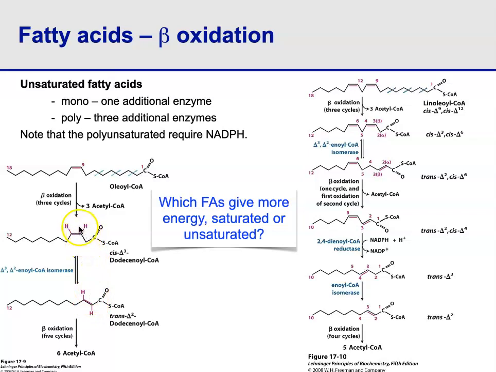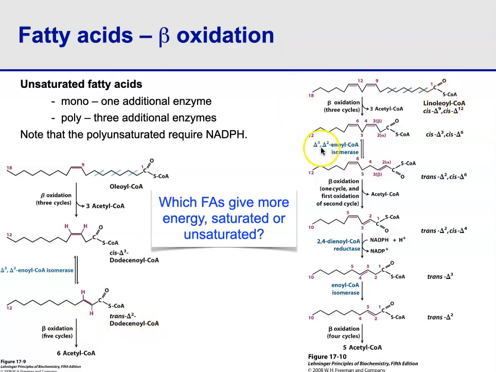trans delta 3. So it's not in the right position, and it's not in the right orientation. It's cis, the other one is trans. This is cis delta 3 instead of trans delta 2. So we need an isomerase that will convert the cis delta 3 to trans delta 2, the delta 3, delta 2 enoyl-CoA isomerase. The product now will be trans delta 2. It fits right into the active site, and then we'll continue with the hydration, etc., etc.